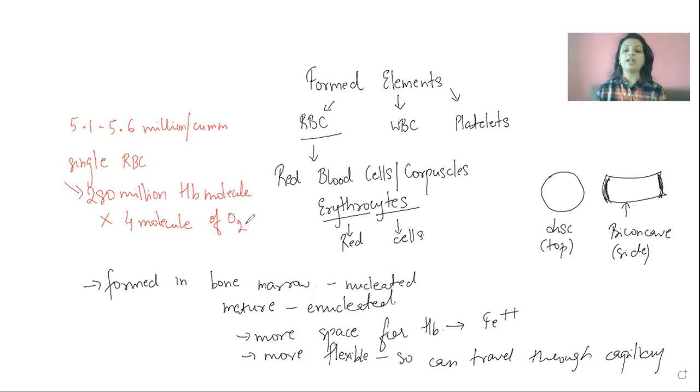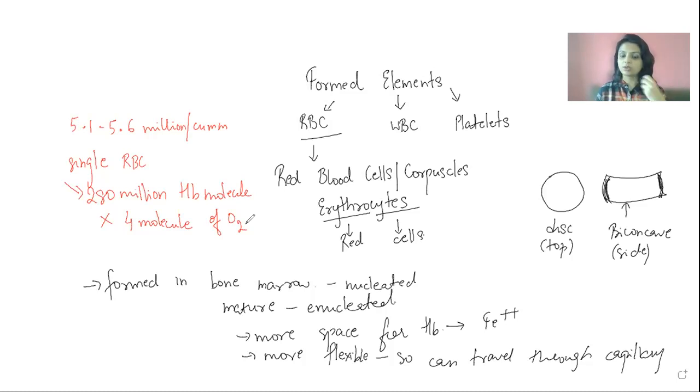Because our body is made up of 100 billion cells, the oxygen has to be regulated at so many intervals. So there are so many red blood cells per cubic millimeter, each red blood cell carries 280 million hemoglobin molecules, and each hemoglobin carries 4 molecules of oxygen. Imagine, it's enormous.